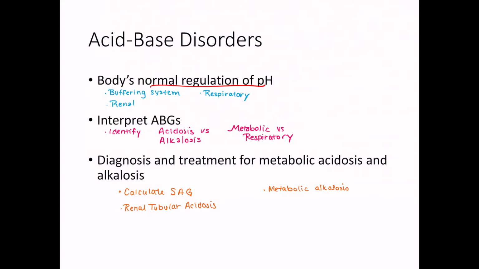And whenever I say diagnosis, I want you guys to be able to identify some of the underlying etiologies. That includes calculating a serum anion gap, so an SAG, being able to identify patients' renal tubular acidosis and how to treat them, and then also how to treat and identify metabolic alkalosis.